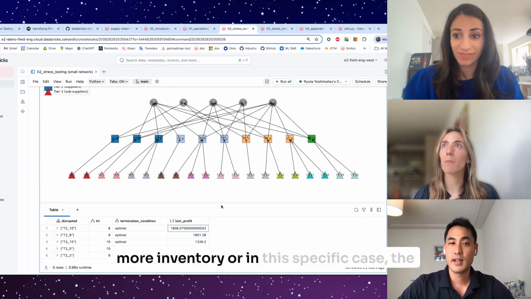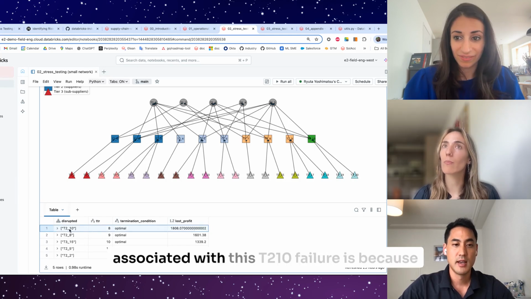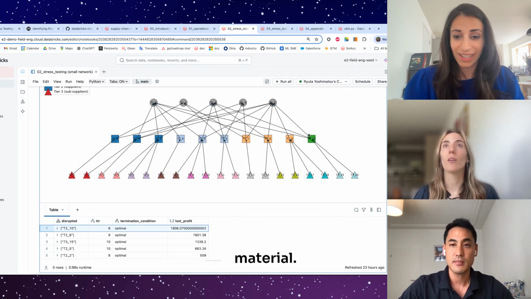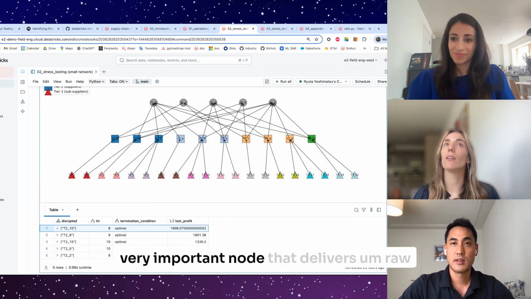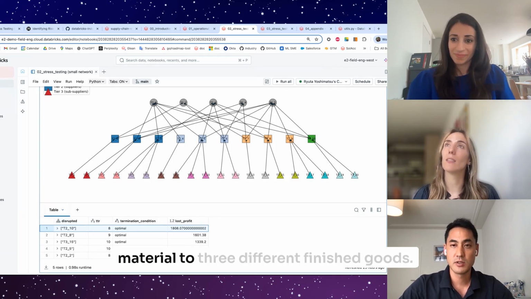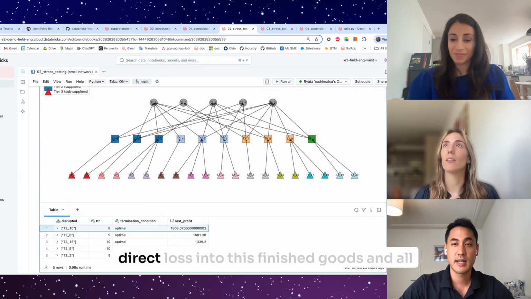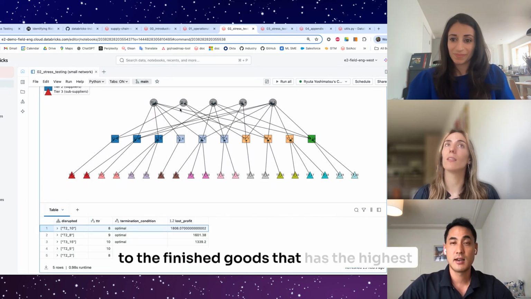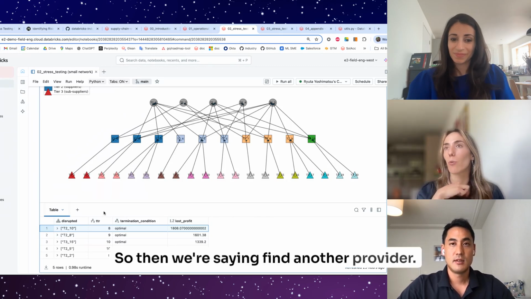More inventory, or in this specific case, the reason why there's a high profit loss associated with this T2_10 failure is because this is a single source of this specific material. It's color-coded green, and that's why it's a very important node that delivers raw material to 3 different finished goods. So once this node goes down, it incurs a direct loss to these finished goods. And all the inventory that was stocked up here will be routed to the finished goods that have the highest profit, basically. So then we're saying find another provider?